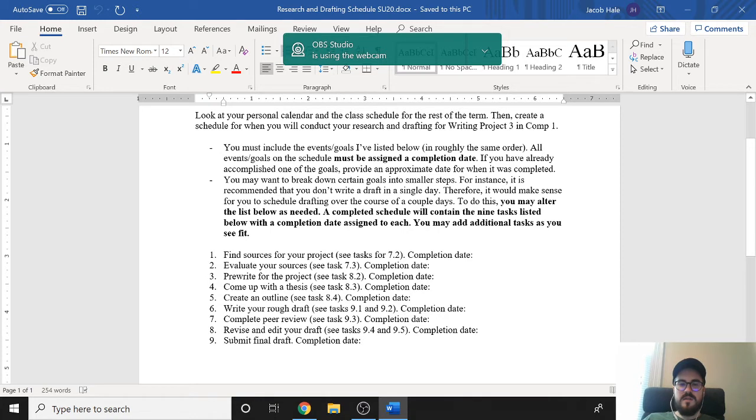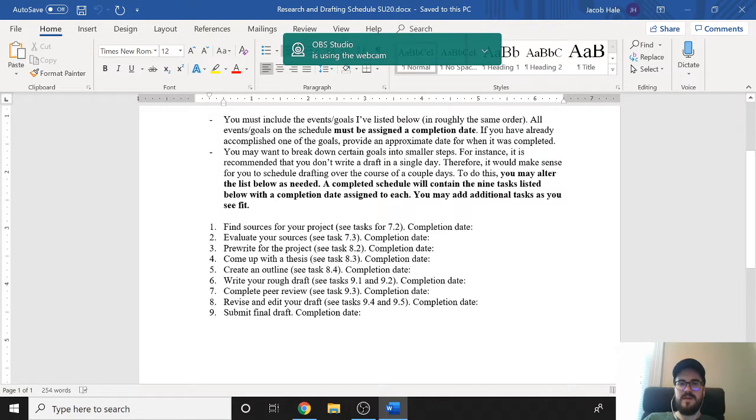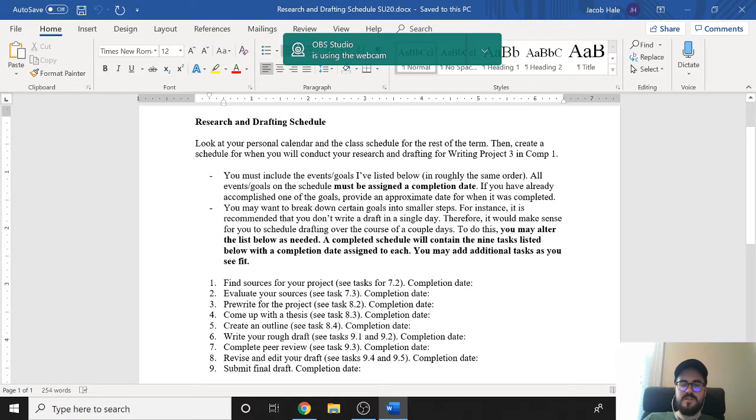So go through these tasks, look at your own personal calendar, try to get a sense of all the things that you have going on, all the things you need to accomplish, and set due dates for yourself. Get an idea of when these different things need to be accomplished. I think the rest of the instructions should be self explanatory. If you read over the instructions and they're not really making sense, let me know and I can try to explain them in another way.